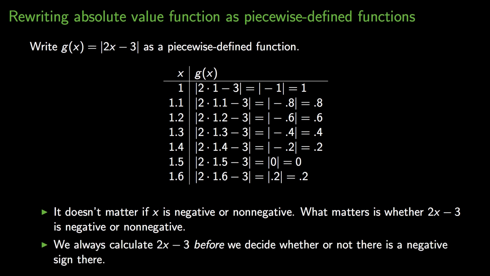A second thing to notice is you always calculate 2x minus 3. This is a PEMDAS, or order of operations thing. You always calculate 2x minus 3 before you decide whether or not you're supposed to put a negative sign, or whether or not you're supposed to take the negative away.